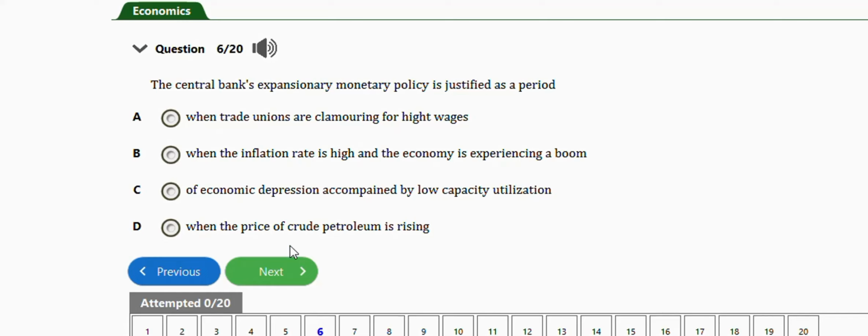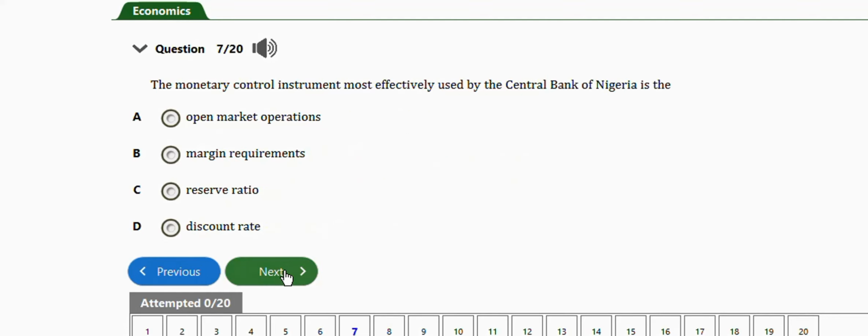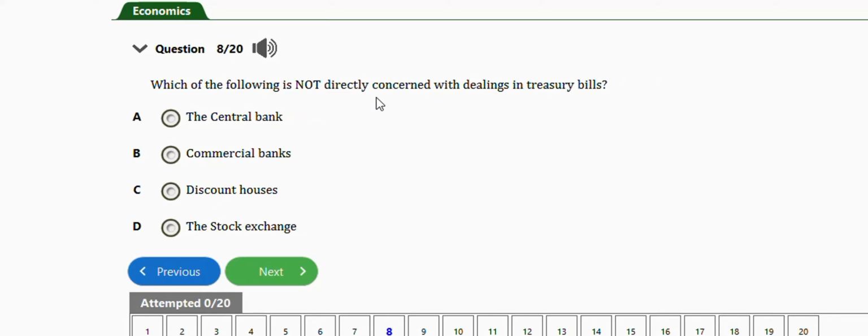Okay, so that's it for this question. Next question will be this one. It says the monetary control instrument most effectively used by the Central Bank of Nigeria is the open market operation, margin requirement, reserve ratio, discount rate. So guys, the right answer to this question is option A, which is open market operations. Alright, next question is this one. It says, which of the following is not directly concerned with dealings in treasury bills? We have the central bank, commercial banks, discount houses, the stock exchange. So guys, the right answer to this question is option D, which is the stock exchange.